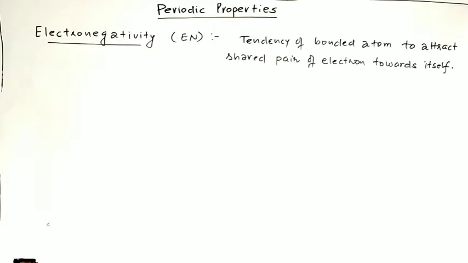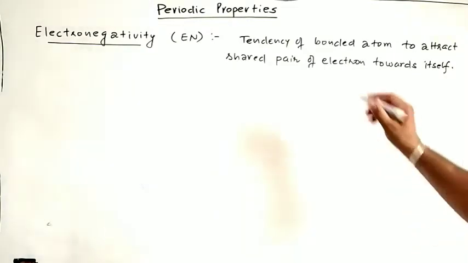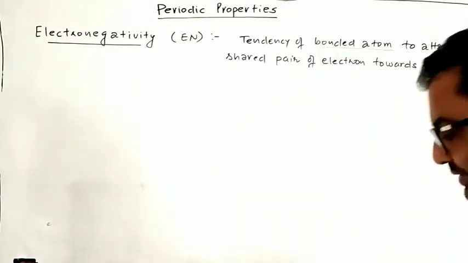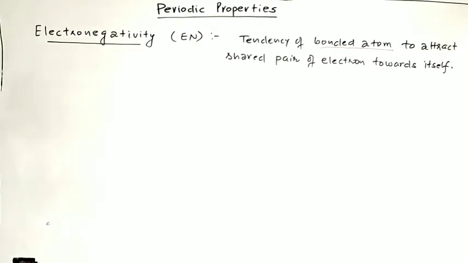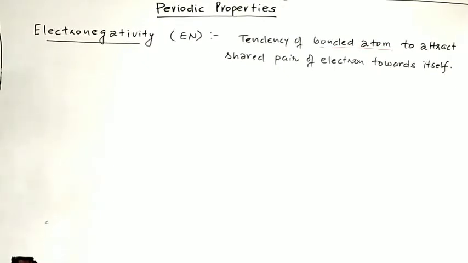In this lecture we will discuss electronegativity, another periodic property. So by definition, electronegativity is the tendency of a bonded atom to attract the shared pair of electrons towards itself. Tendency of a bonded atom to attract the shared pair or bond pair of electrons toward itself is called electronegativity.